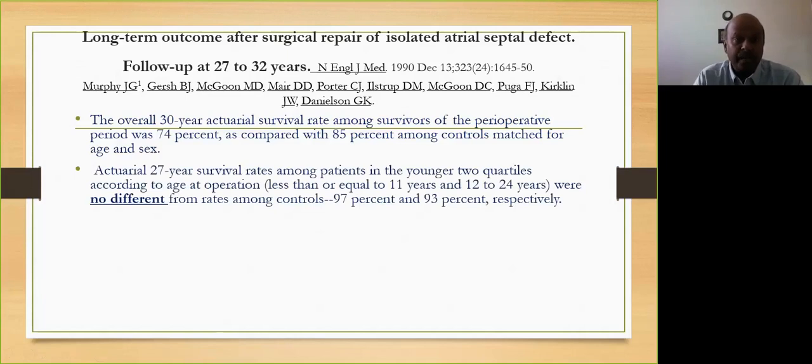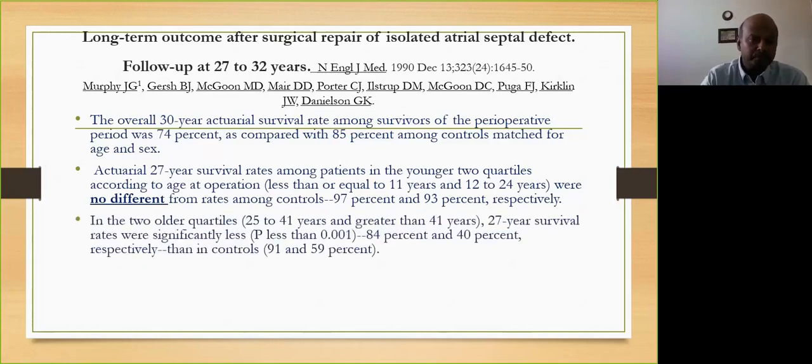The actuarial 27-year survival rate among patients in the younger two quartiles: these 123 patients were divided into four quartiles of less than 11, 12 to 25, 26 to 40, and beyond 40 years. And what they found was that the actuarial 27-year survival rates among patients in the younger two quartiles were no different from rates among controls. It was 97% for those in the less than 11-year age group, and 93% for those in the 12 to 24-year age group, and there was no difference with the control group.